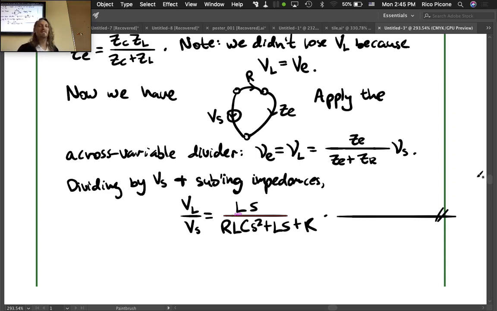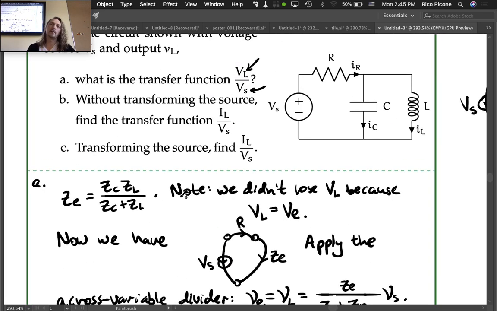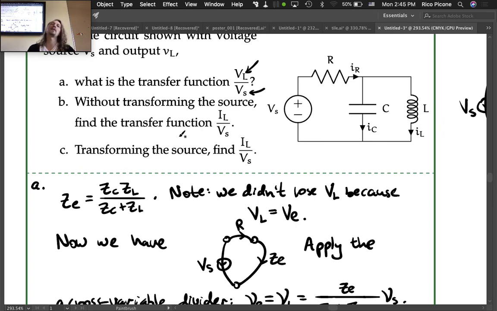Pretty nice. Okay. So then our next part is to find the transfer function from VS, instead of to VL, to IL, the current through the inductor. Without transforming the source, find the transfer function from VS to IL. We could go back to the drawing board and find the equivalent source by transforming this source into a current source using a current divider, which we're going to do in part C. But without transforming the source, I want us to do part B first, and then we'll do it again on the same thing using a different method.